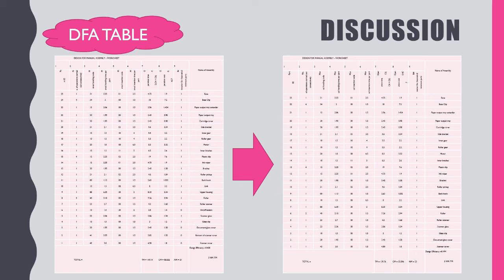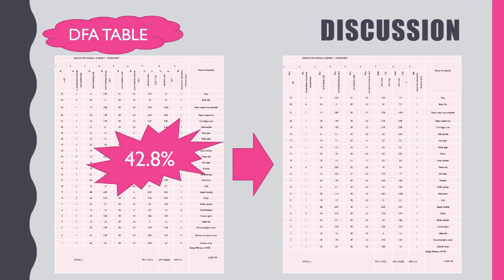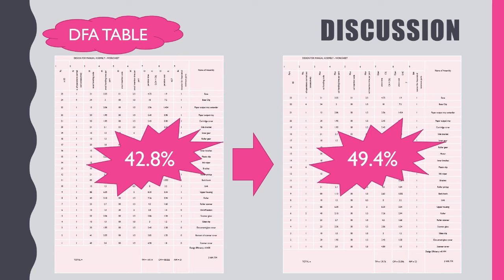The next feature is the DFA table. There are two tables here. One is before modification and the other one is after modification. So the efficiency is increased because the assembly process is reduced. It is about 6.6% increasing.